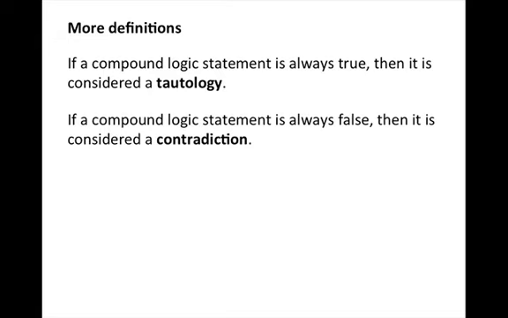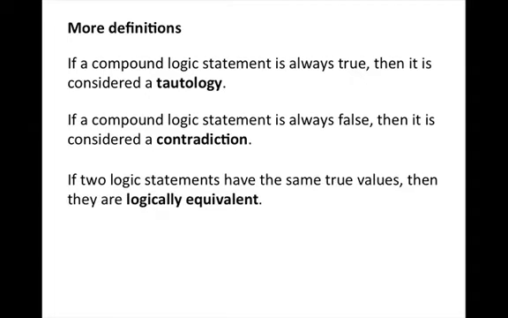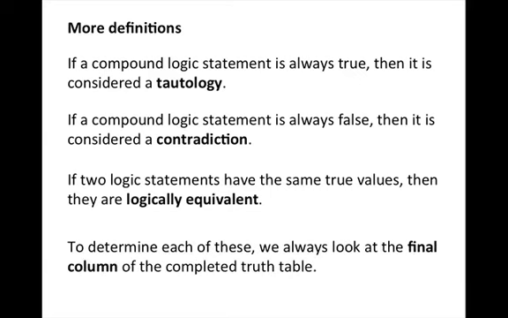If a compound logic statement is always false, then it's considered a contradiction. So if my final column of the truth table is all false values, no matter what P and Q are, then that original compound logic statement is a contradiction. If two logic statements have the same truth values, then they're logically equivalent. And as I mentioned, to determine each of these, we always look at the final column of the completed truth table.